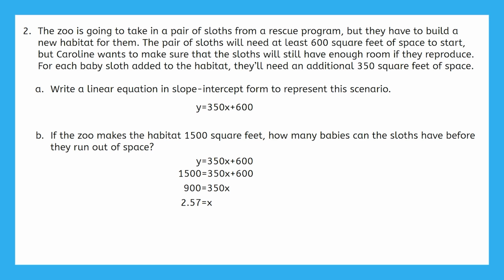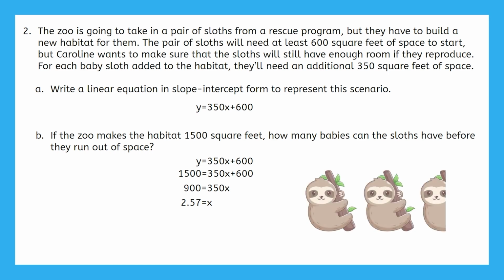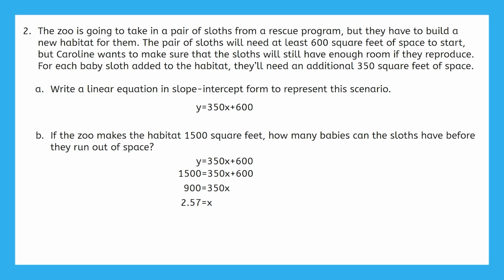Somehow I don't think the zoo would like it if we said that the habitat could fit 2.5 baby sloths. So how many baby sloths can actually fit in this space? Only 2. We can't round this up because 3 sloths would be more than 2.5, and so they wouldn't all fit in the habitat. Instead, we have to round down to be realistic in this kind of application.